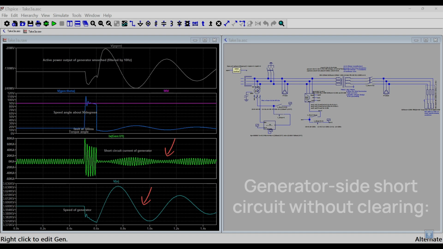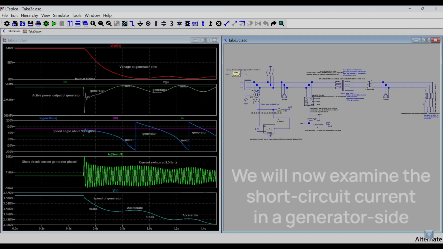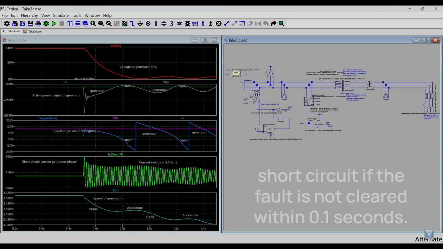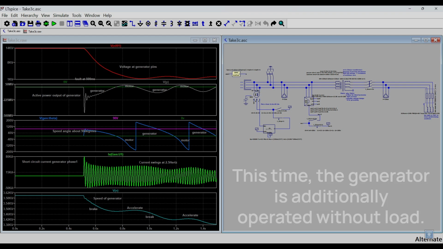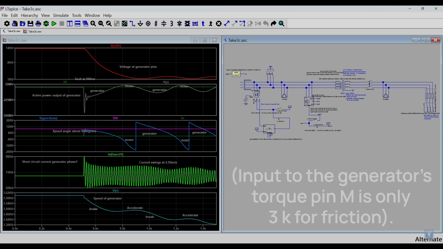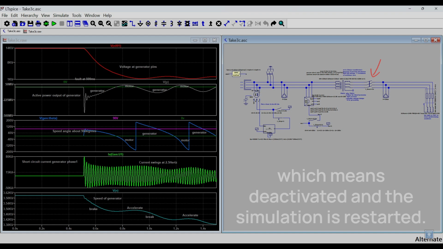Generator side short circuit without clearing. We will now examine the short circuit current in a generator side short circuit if the fault is not cleared within 0.1 seconds. This time the generator is additionally operated without load. Input to the generator's torque pin M is only 3K for friction. Then the switch's T-stop parameter is set to 100 seconds, which means deactivated, and the simulation is restarted.